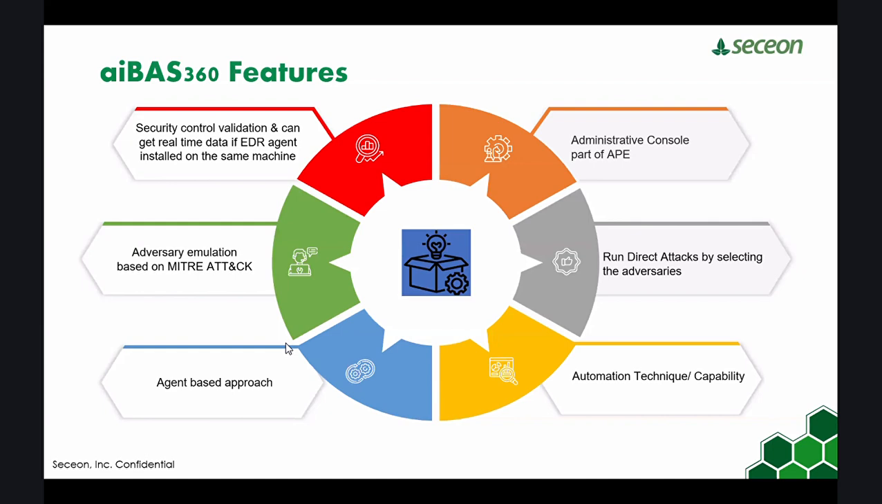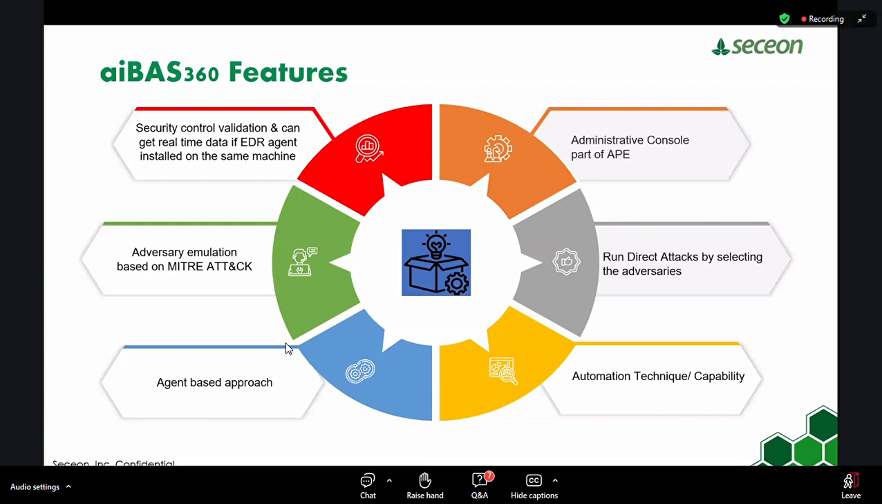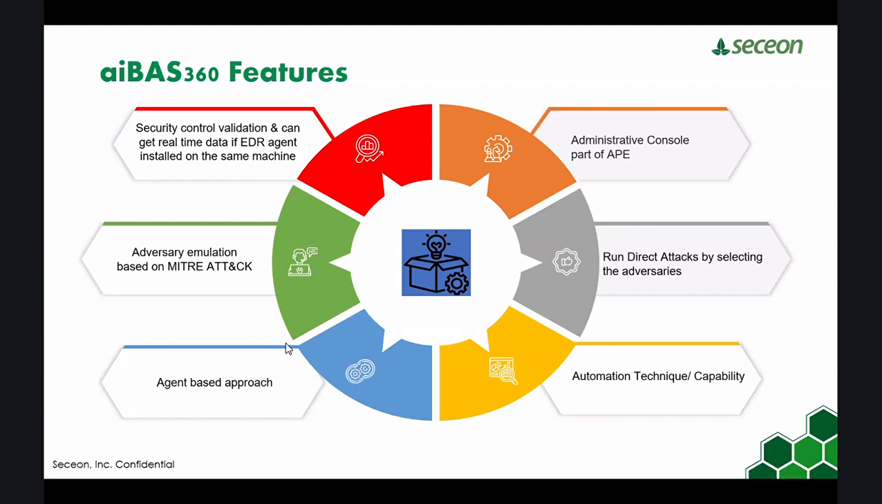On the orchestration side, we offer an administrative console that's part of the API, which allows cybersecurity teams to select adversaries and run direct attack simulations, launching control tests against their own infrastructure, a powerful way to discover vulnerabilities before the adversaries do. All of this is tied together with our automation capability, which allows scheduled, repeatable attack simulation and validations. This is not just a toolkit; it's a system built for scale and operational efficiency.